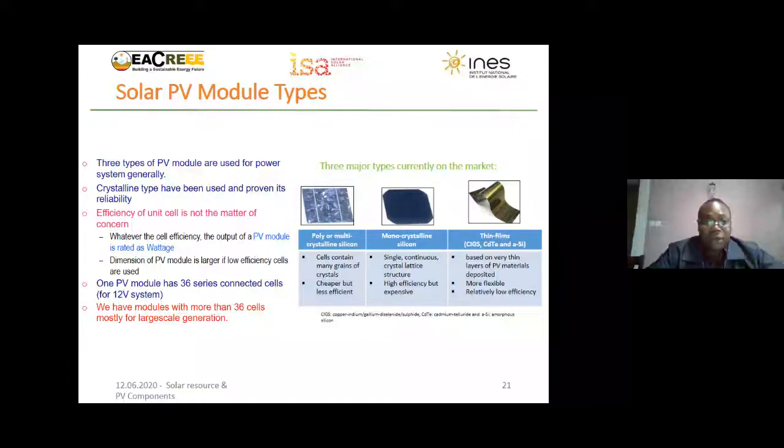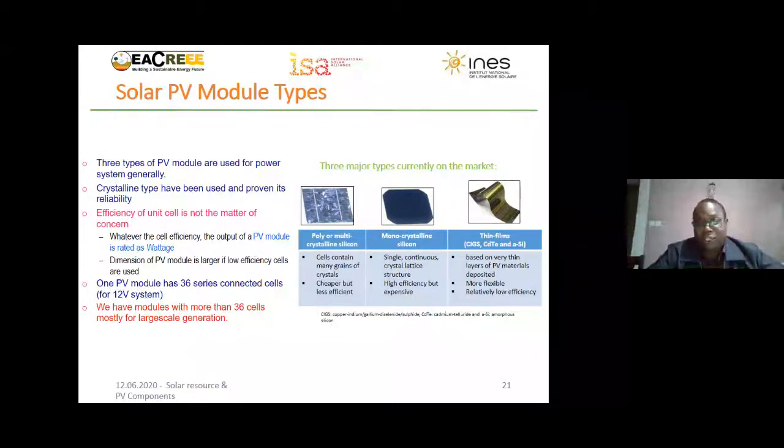So usually for a solar home system, a PV module with an average nominal voltage of 12 volts has 36 cells that are connected in series. This does not mean that we don't have panels with more cells in them. They are there, but mostly these kinds of panels are used for large-scale power generation systems. They are best suited for that, despite the fact that you can still use them at a domestic level for a solar home system.